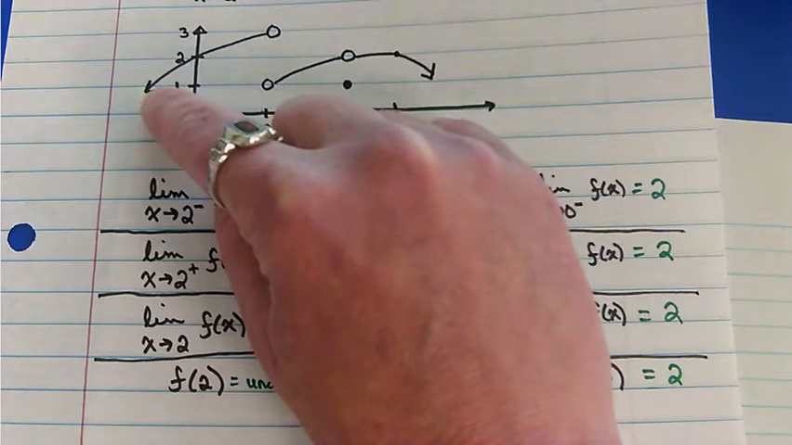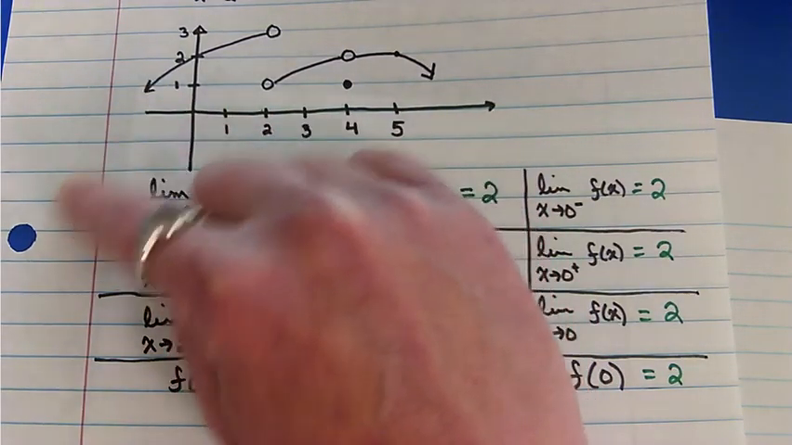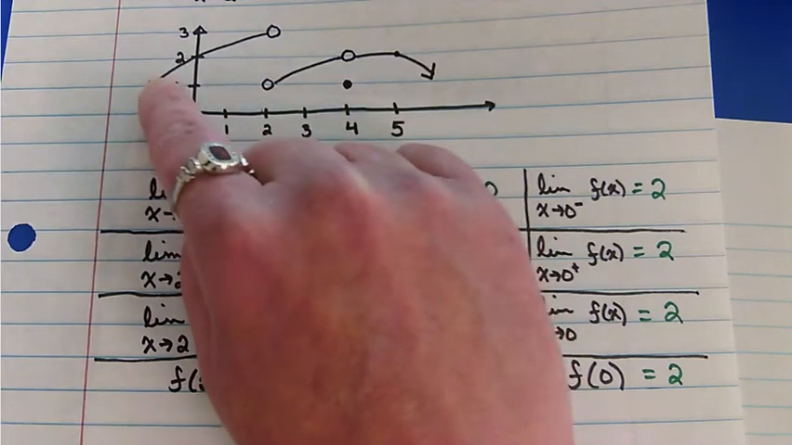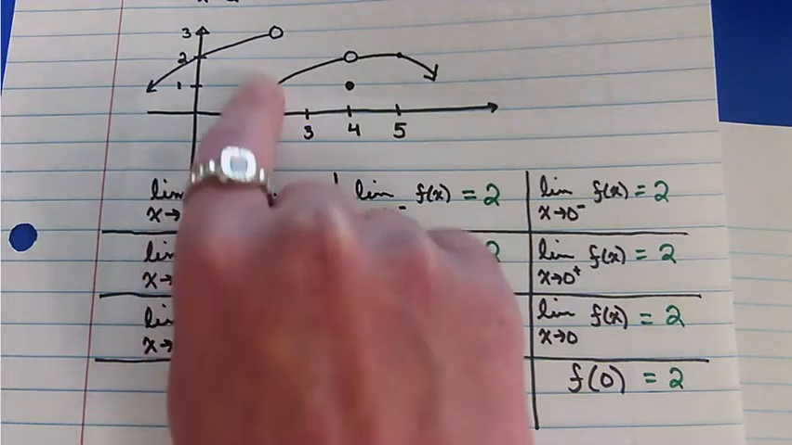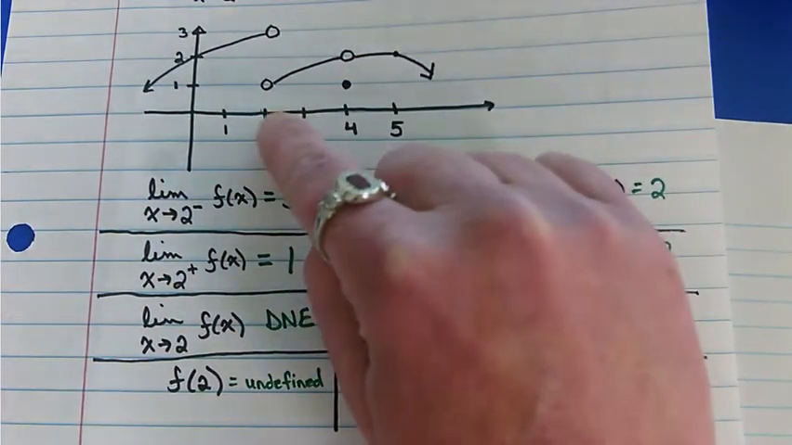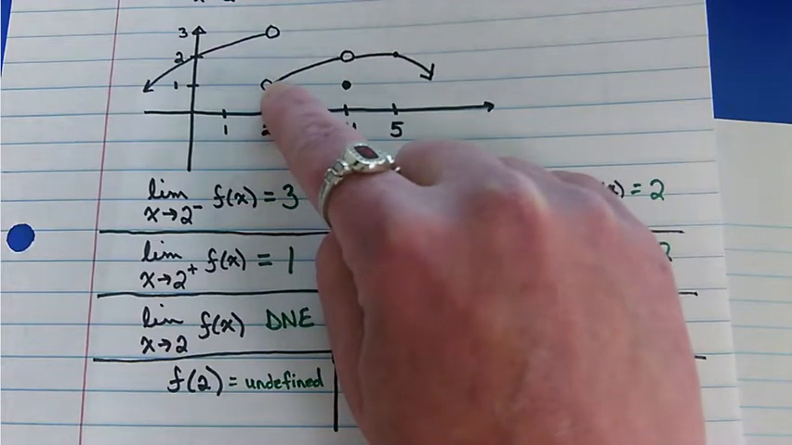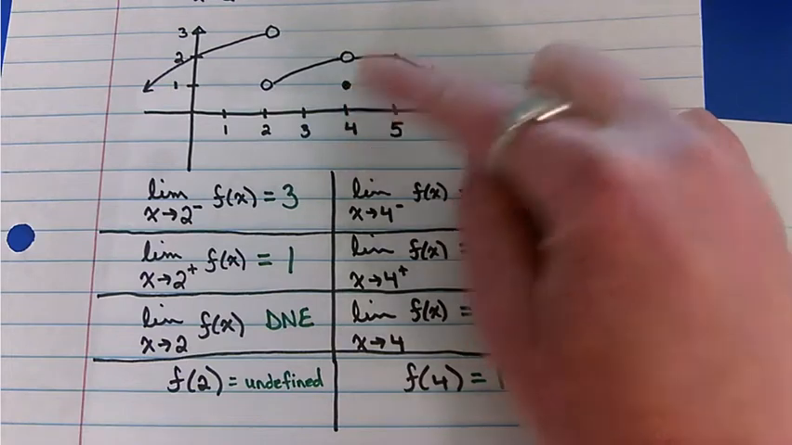So from here, that arrow means it keeps going forever without breaking. So it's continuous from negative infinity. Is it continuous at 2? No, definitely not. And then it becomes continuous again. Is it continuous at 4?